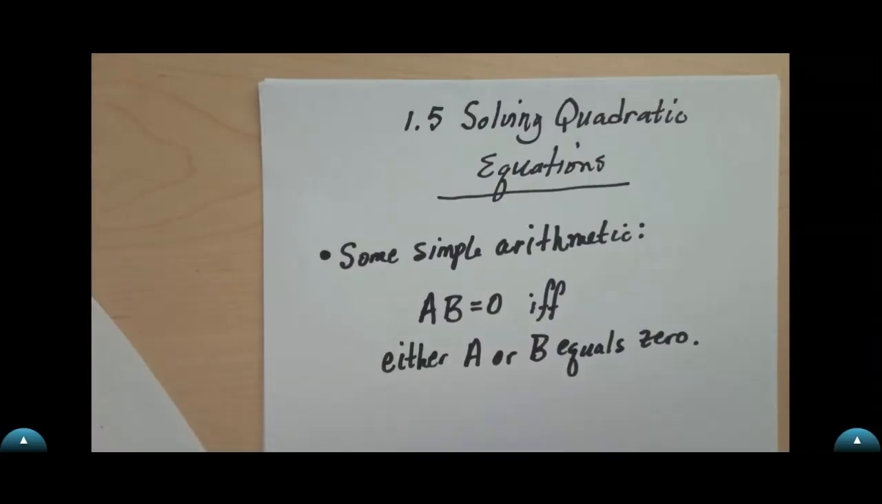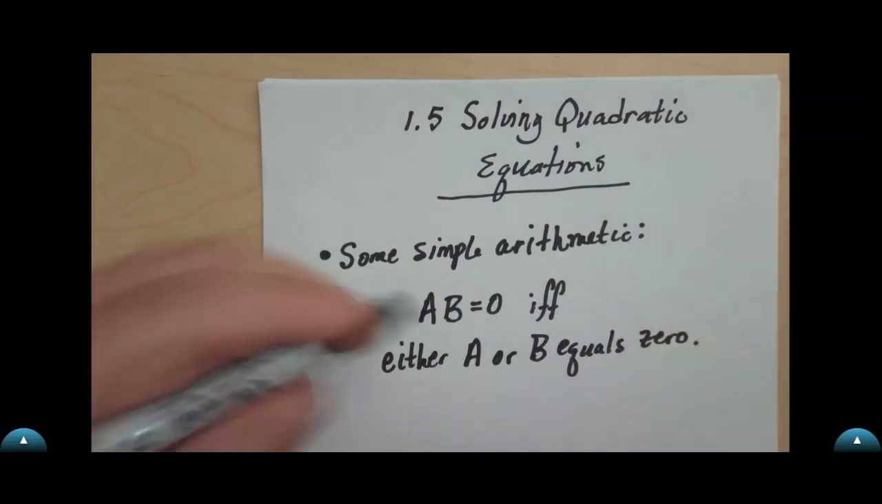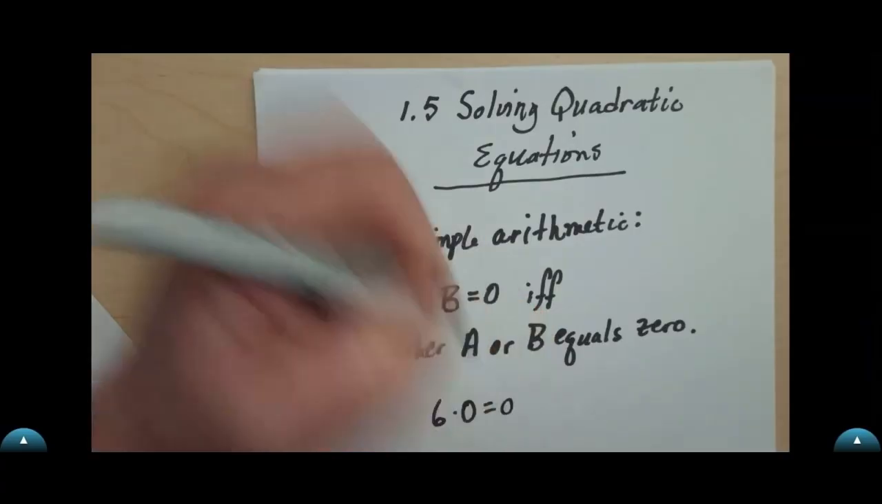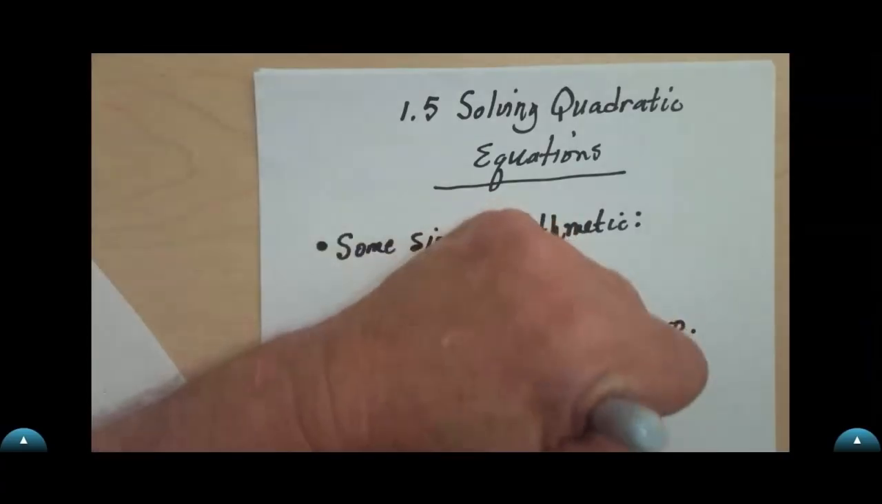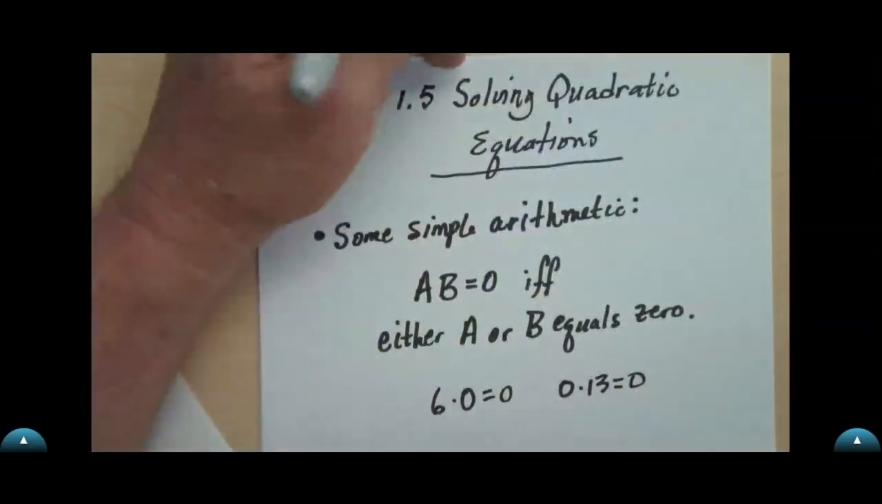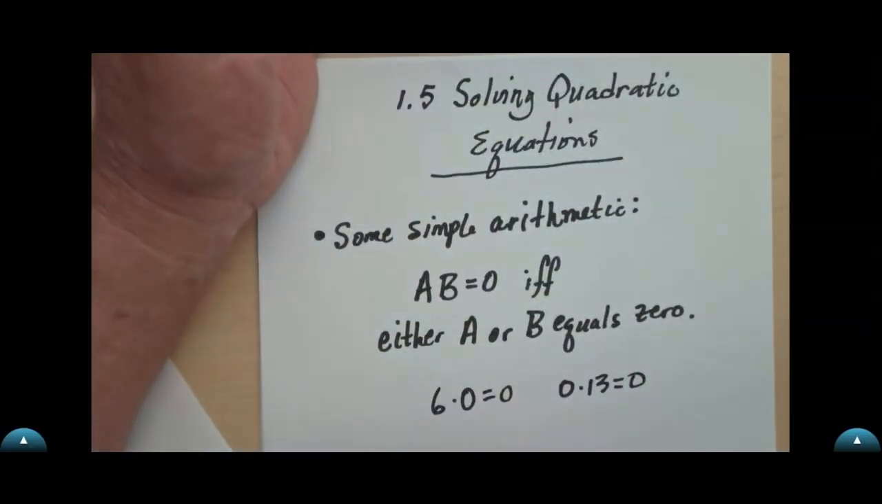That little thing, it's simple. This is something all of us know, right? We all know that 6 times 0 is 0, or 0 times 13 is 0. We all know that anytime we multiply 2 numbers, if at least one of the numbers we're multiplying is 0, we always get 0 when we do the multiplication, right?